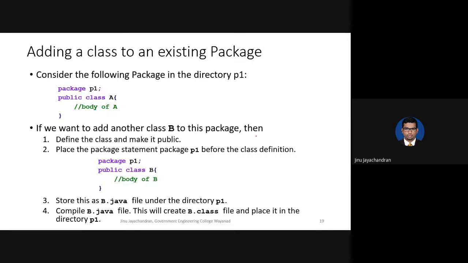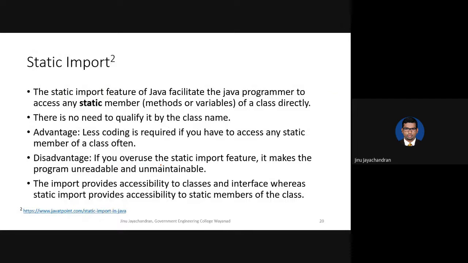Now you can also add a class to an existing package. For example, let's say P1 is the package. We already have a class called A. Now, if you want to add another class B to this package, you mention that this is of package P1, then you say public class B and save the file. So this will add class B into the package P1 along with A.